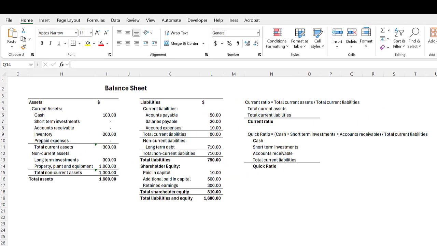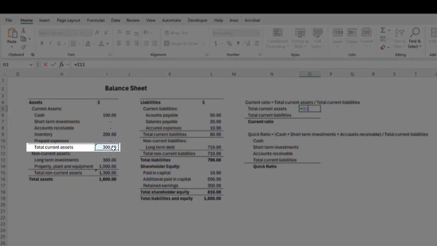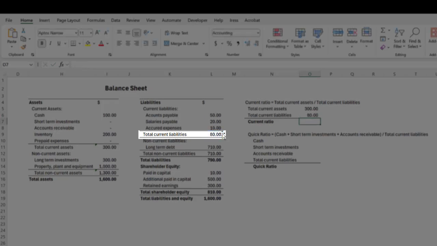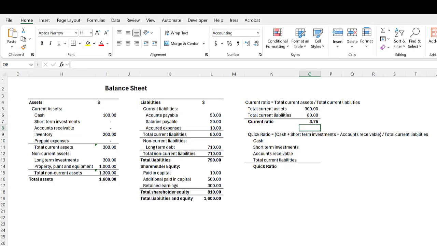Here I have an example balance sheet. Let's calculate the current ratio. The current ratio equals current assets divided by current liabilities. Total current assets are $300. Total current liabilities are $80. 300 divided by 80 equals 3.75. A current ratio of 3.75 means current assets are 3.75 times larger than current liabilities. This company can easily service its short-term obligations.